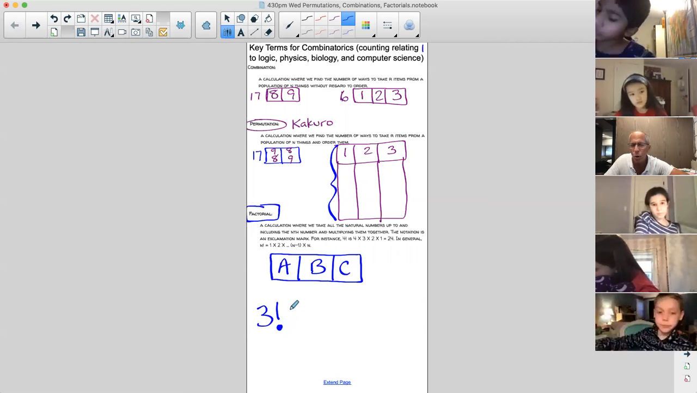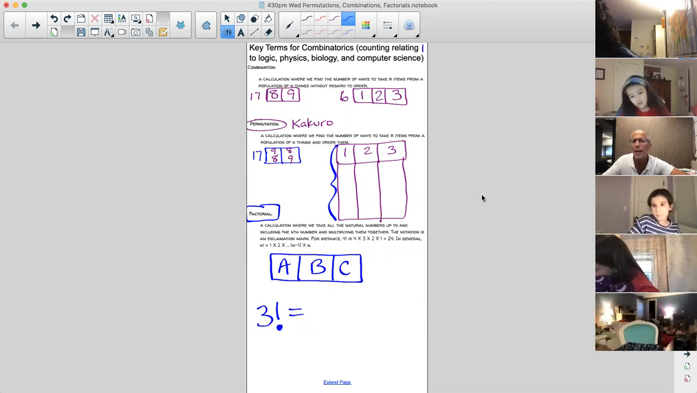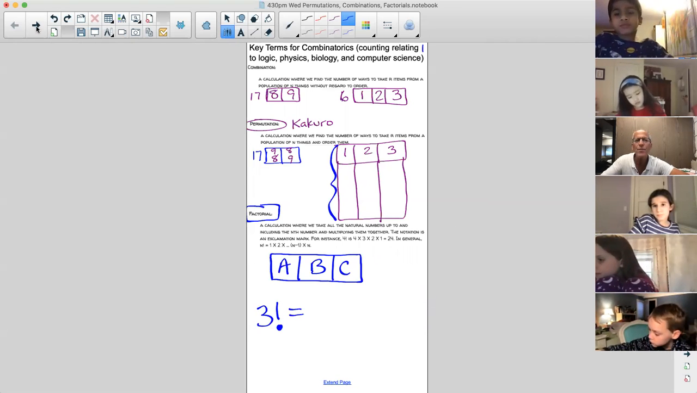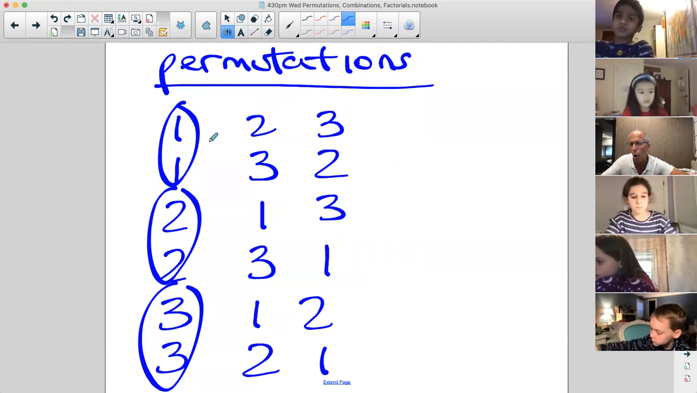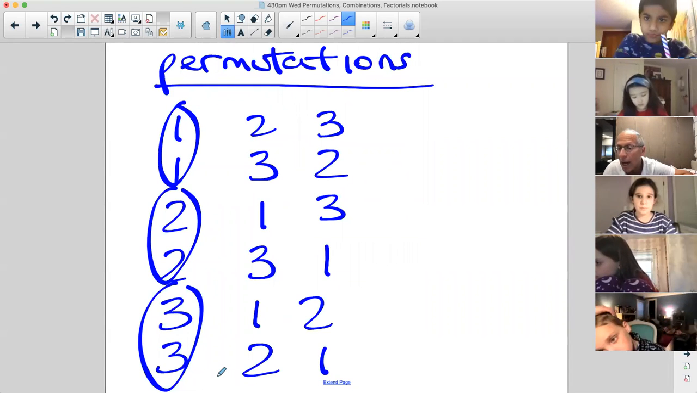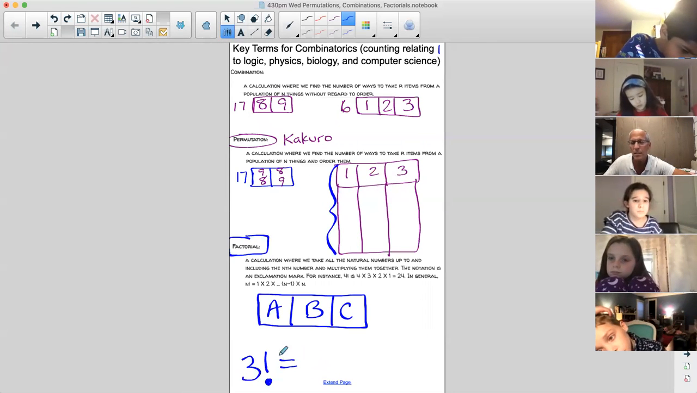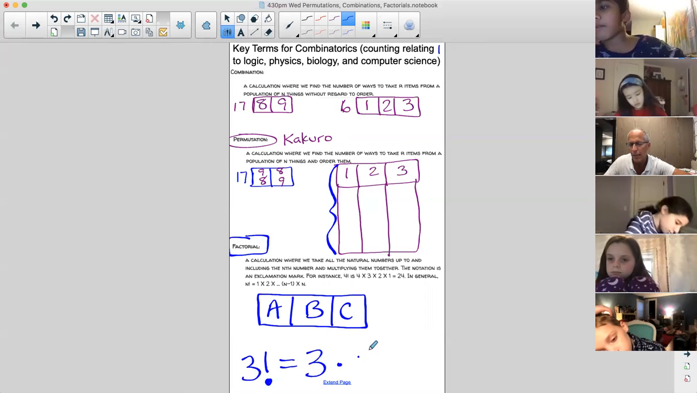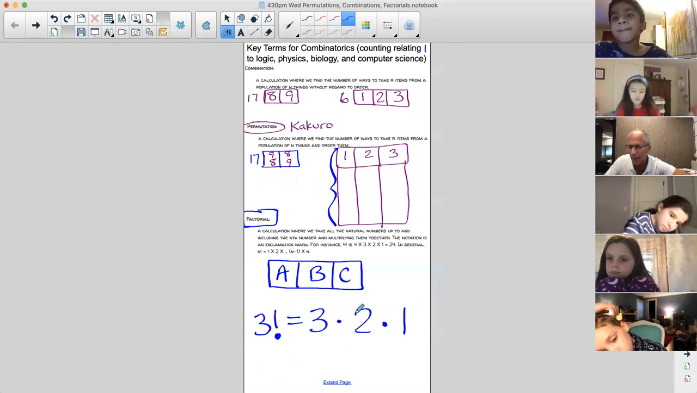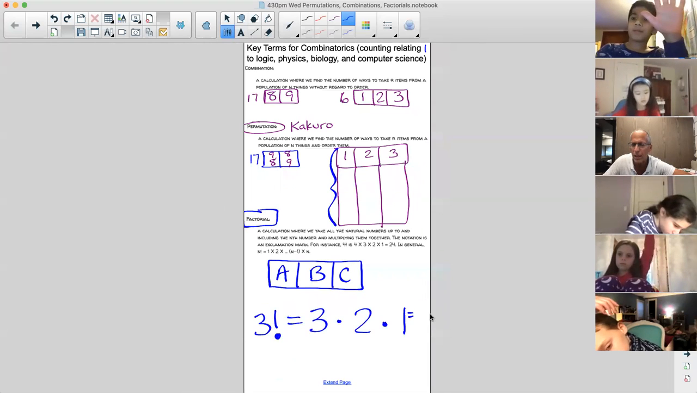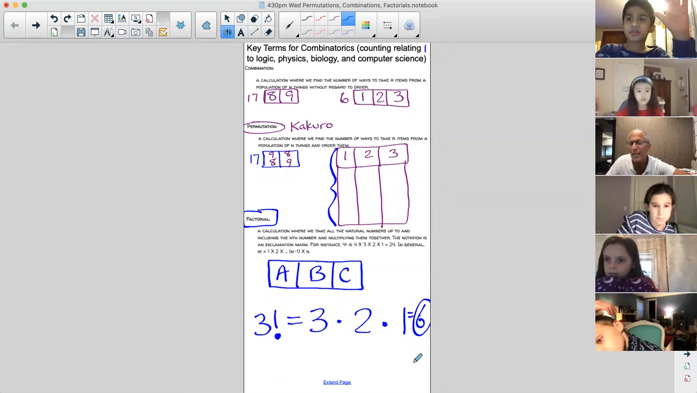Now, 3 factorial is the way combinatoric mathematicians do this calculation. They do not lay out all the options because that takes a long time, especially when the numbers get big. All they have to do is 3 times 2 times 1. Who can tell me the product of 3 times 2 times 1? On 3: 1, 2, 3. 6. And guess what? You just answered the question.